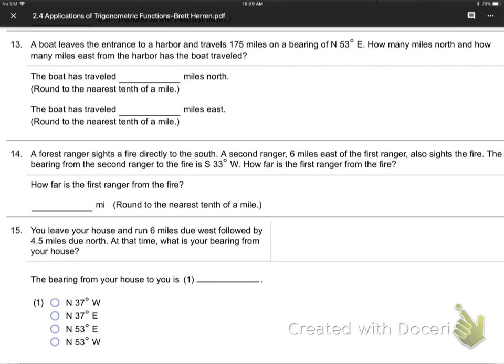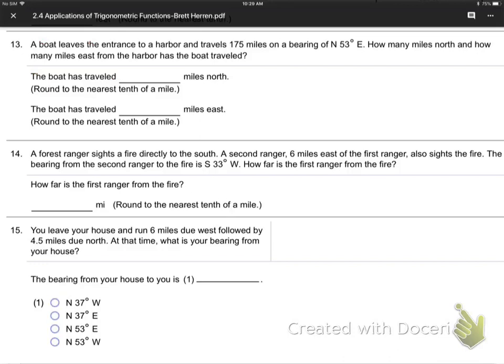A boat leaves the entrance to a harbor and travels 175 miles on a bearing north 53 degrees east. We're going to have to draw that and be clear what that is. How many miles north and how many miles east from the harbor has the boat traveled? Yes, let me just write that out. So number 13, the boat goes 175 miles north 53 east.